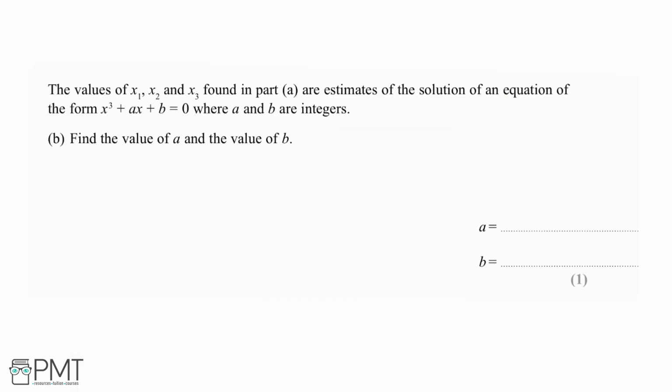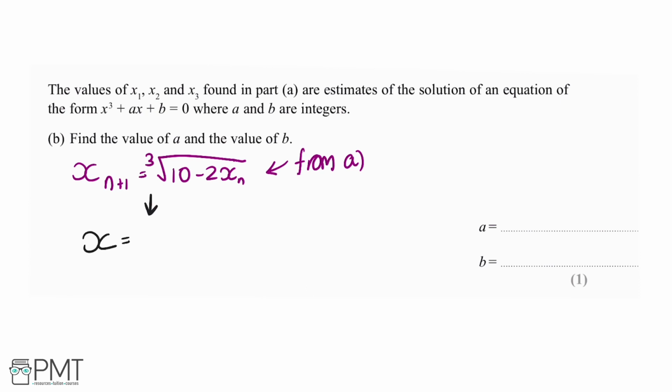Now for part B. The values of x1, x2 and x3 found in part A are estimates of the solution of an equation of the form x cubed plus ax plus b equals 0, where a and b are integers, and we need to find the value of a and the value of b. From part A, we were told that x of n plus 1 is the cube root of 10 minus 2 x of n. So from that, I'm just going to say x is the cube root of 10 minus 2x. Essentially, we're just treating this as variable x and this as a variable x.